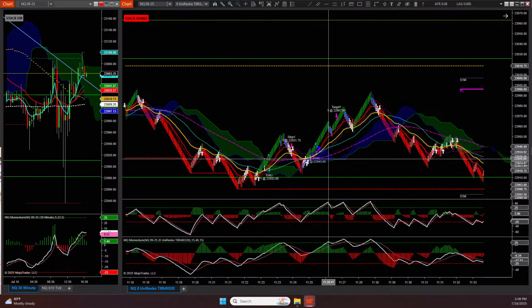This one is actually not a setup entry, but I just entered it off of that wiggle right there, and it was moving pretty fast. So I would have put the entry right there, but I was a little bit late and I put it there. And fortunately, it came back down and then moved up, and then that is where I sold it.